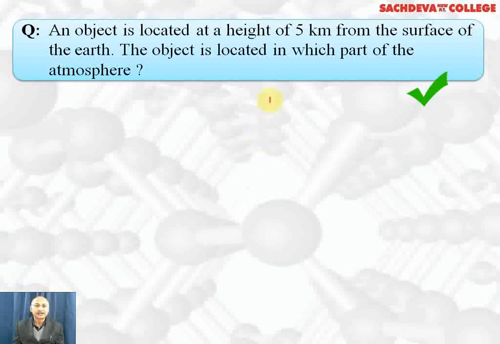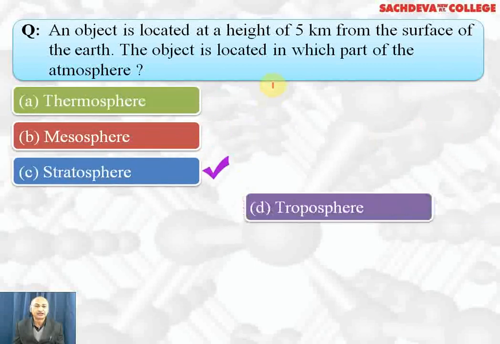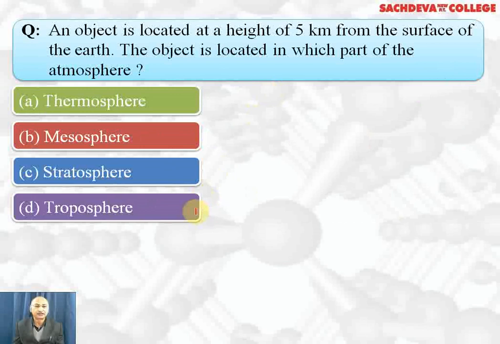An object is located at the height of 5 km from the surface of the earth. The object is located in which part of atmosphere? Thermosphere, mesosphere, stratosphere, troposphere. Correct answer is troposphere, which is up to 10 kilometers.